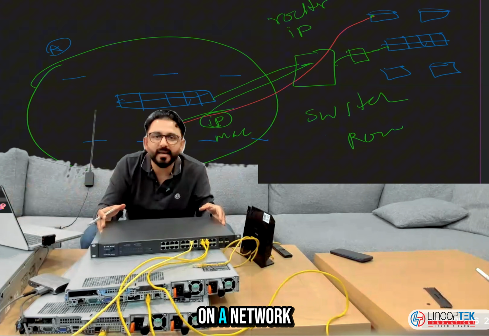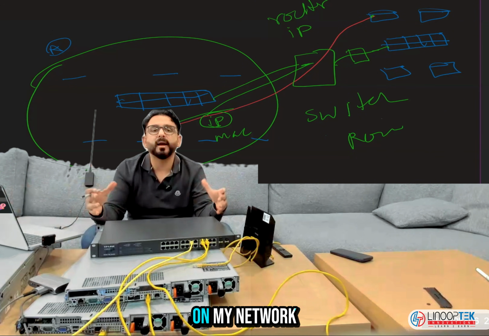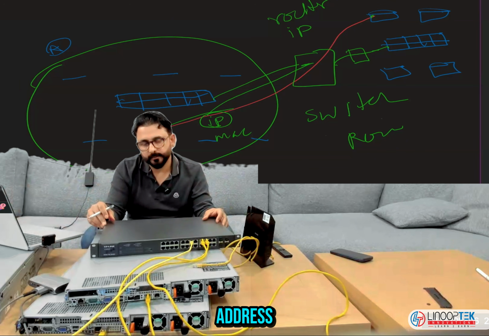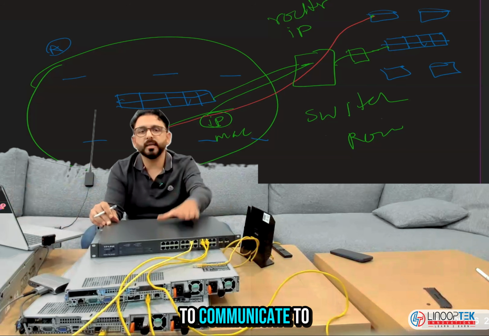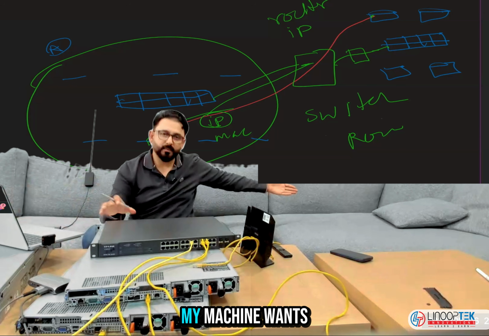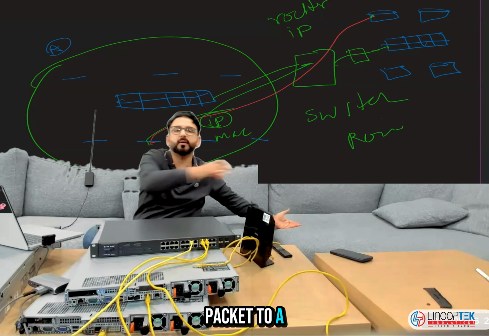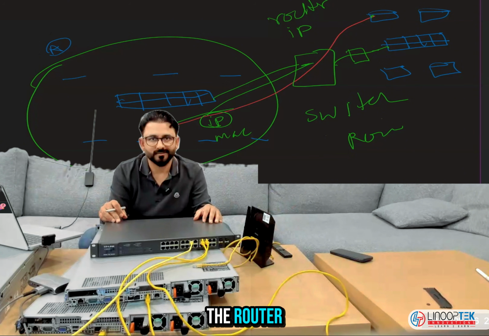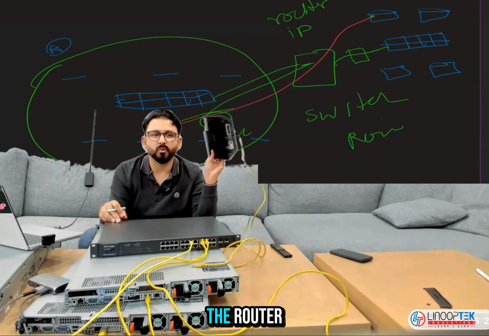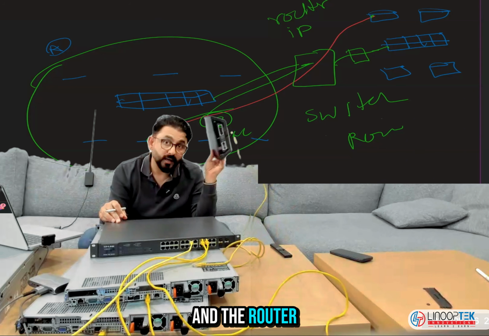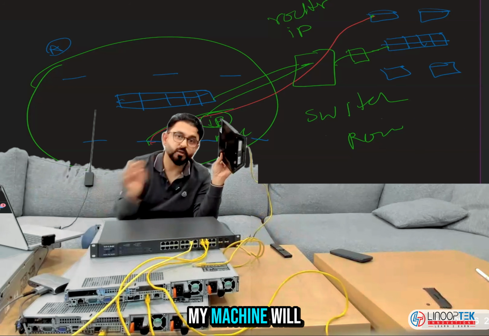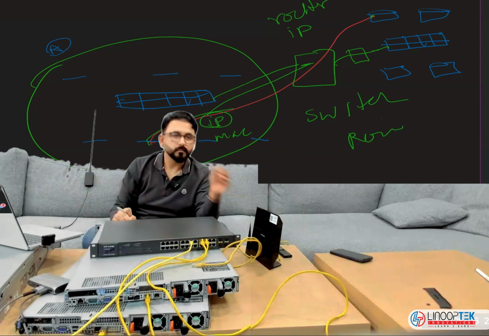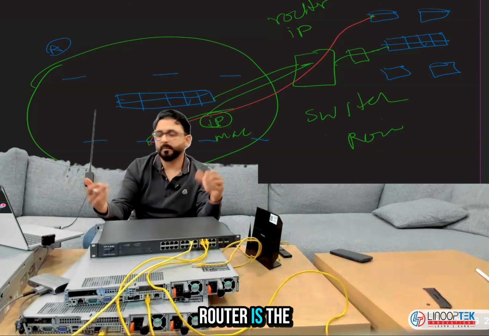If I am on a network and I want to talk to machines on my network, the communication takes place via MAC address. If I want to communicate to a different network, my machine wants to send a packet to a different network, my machine will have to contact the router. It will go through the router. And the router has an IP address. Therefore, my machine will use the IP address to connect with this router. Router is the middle guy.